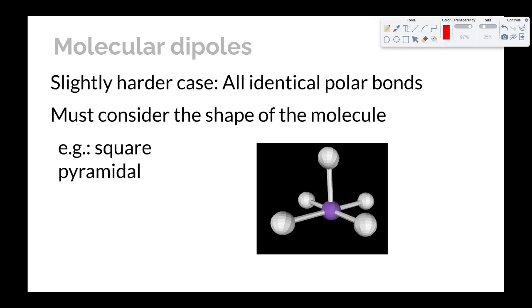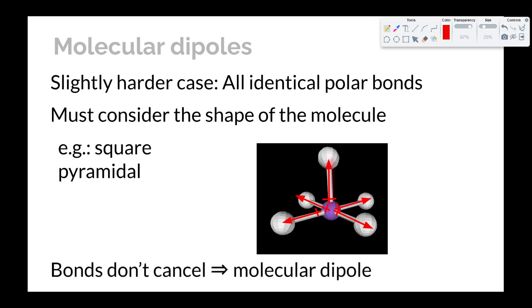Let's look at a square pyramidal. In a square pyramidal, when you put the dipoles on here, it's like a linear. Those cancel. And another linear. They cancel. But then there's another dipole that does not have anything to cancel it. So overall, the molecule is polar, and the molecular dipole points up to that top gray atom.